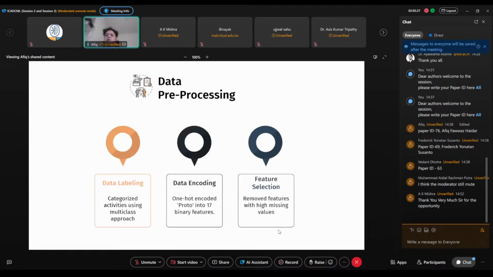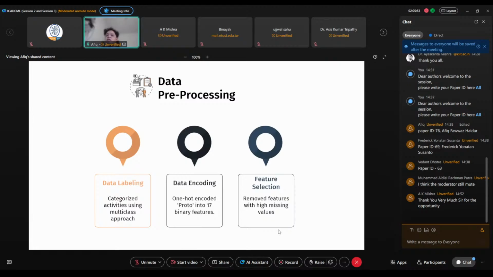In the data preprocessing phase, we perform 3 key steps. The first is data labeling. Network activities were categorized into 3 classes: normal, botnet non-spam, and botnet spam, based on the label feature. This ensures distinct classification targets. Next, for the encoding, the proto feature was one-hot encoded into 17 binary features, as it plays a significant role in botnet detection, while other categorical features were excluded.